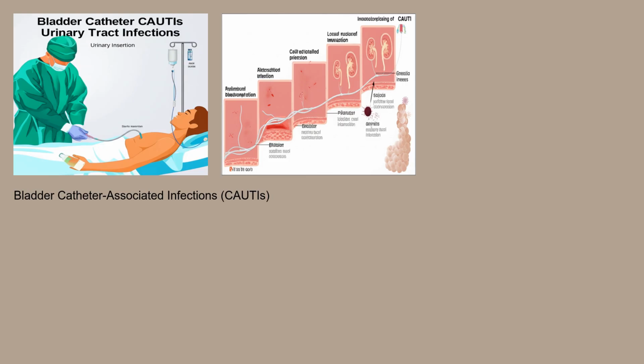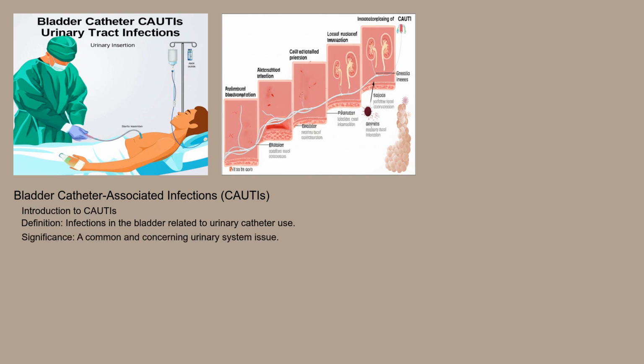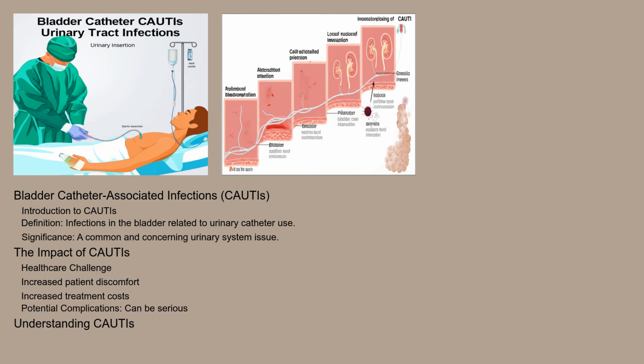Hello and welcome. Today we're diving into a common yet concerning urinary system issue: catheter-associated urinary tract infections, or CAUTIs. These infections occur in the bladder when a urinary catheter, a tube inserted to drain urine, is in place. CAUTIs are a significant healthcare challenge, increasing patient discomfort, treatment costs, and potentially leading to serious complications. Understanding their causes, symptoms, and prevention is crucial for both medical professionals and those who might require catheterization.